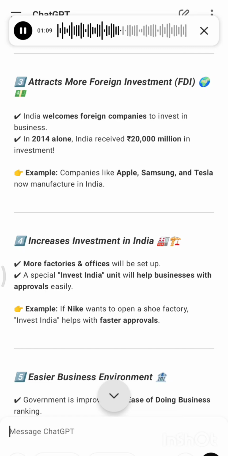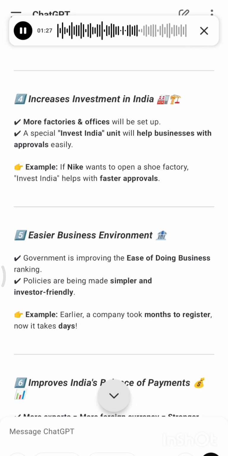4. Increases investment in India. More factories and offices will be set up. A special Invest India unit will help businesses with approvals easily. Example, if Nike wants to open a shoe factory, Invest India helps with faster approvals.